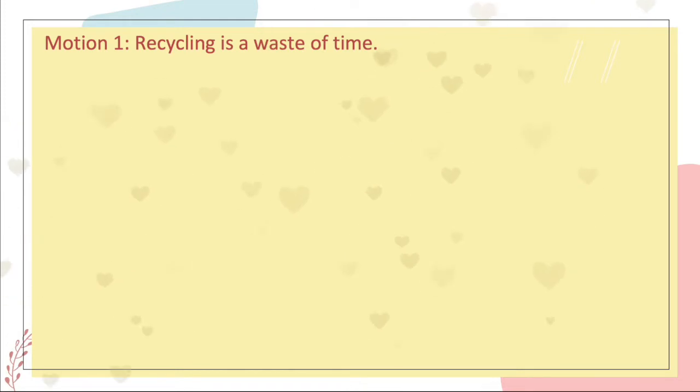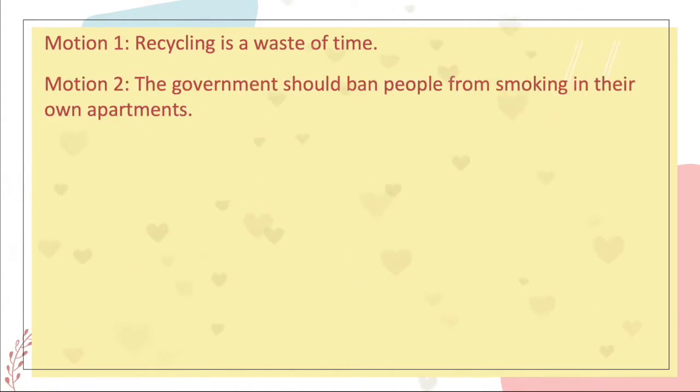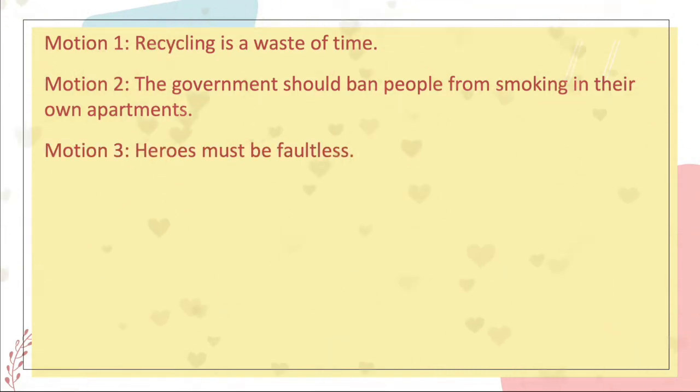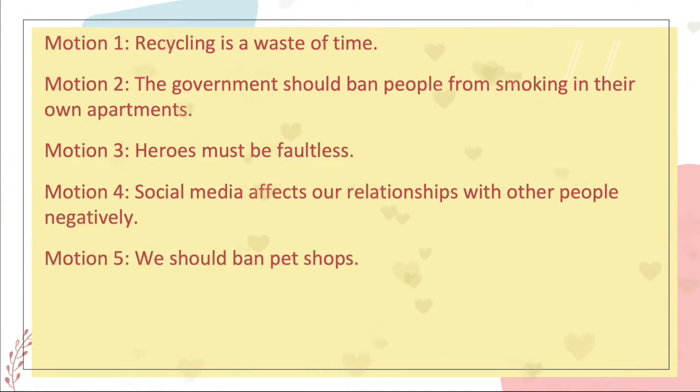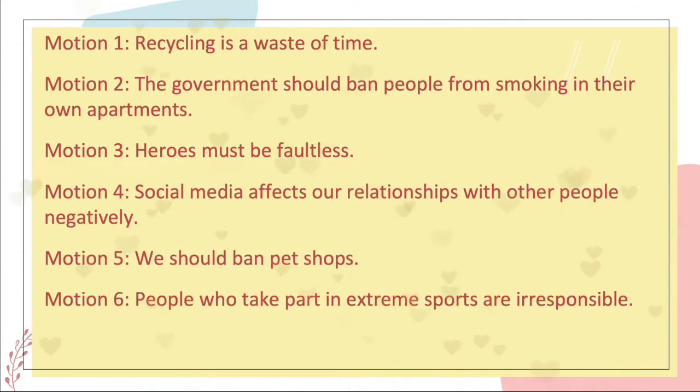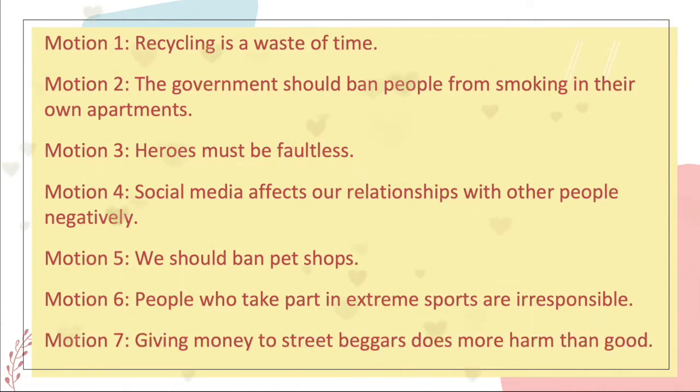Motion 1, recycling is a waste of time. Motion 2, the government should ban people from smoking in their own apartments. Motion 3, heroes must be faultless. Motion 4, social media affects our relationships with other people negatively. Motion 5, we should ban pet shops. Motion 6, people who take part in extreme sports are irresponsible. And lastly, we have motion 7, giving money to street beggars does more harm than good.